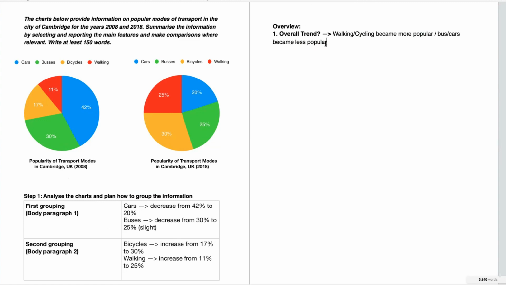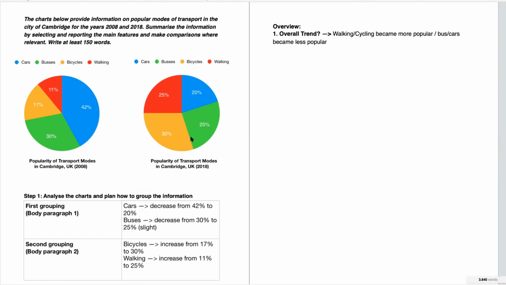I do want to call your attention to the fact that this is all you should be writing for the overview paragraph. A lot of students here would make assumptions, and they would say something like, this trend is explained by the increased focus on environmental initiatives, and people don't want to use methods that cause pollution.